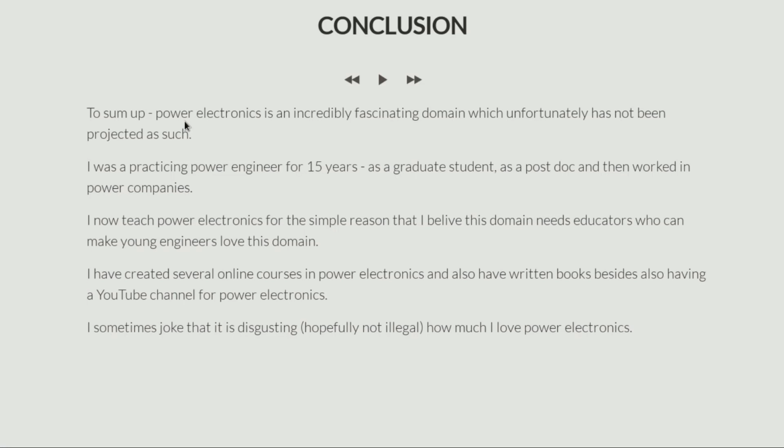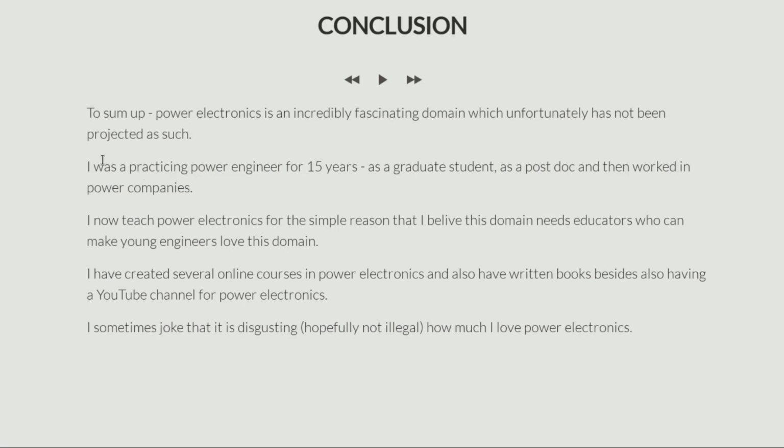Nowadays, everyone talks about AI and machine learning, but it's important to note that none of this is out of bounds in power electronics. Everything that you find fascinating in every other domain can also be implemented in power electronics.